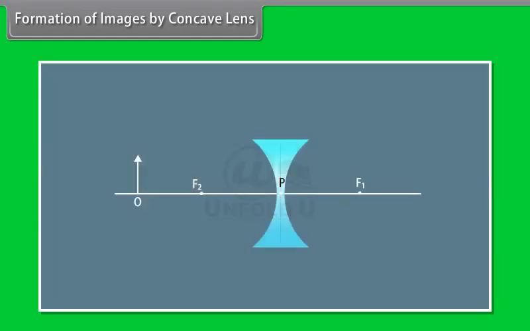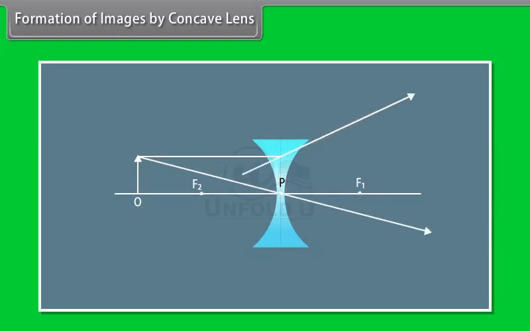When the object is placed at any distance, then the image is formed on the same side between the optical center and F. The nature of the image is virtual, erect and diminished.